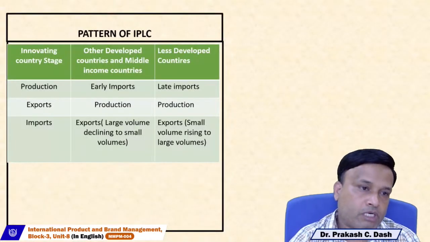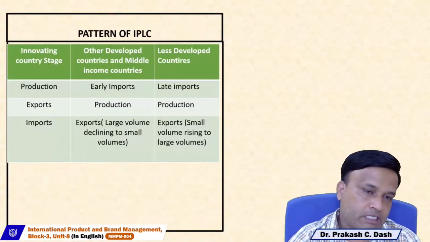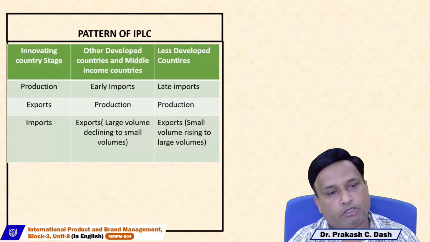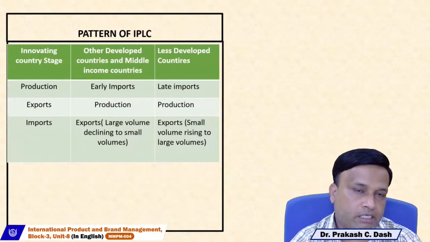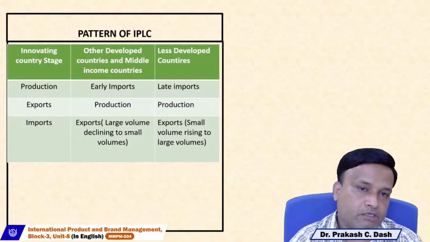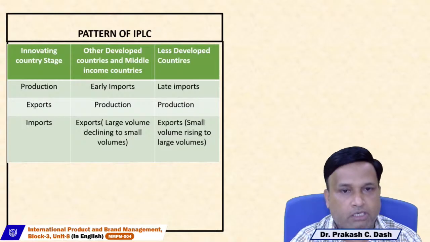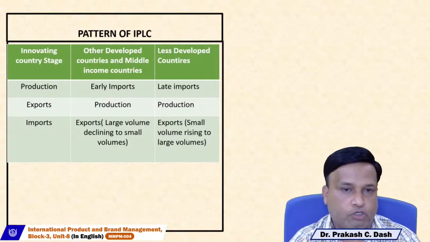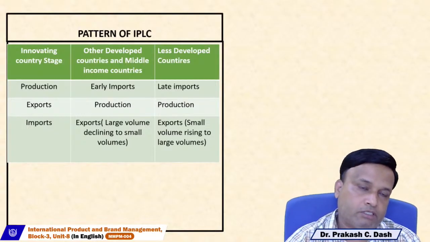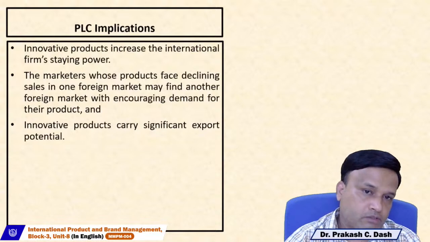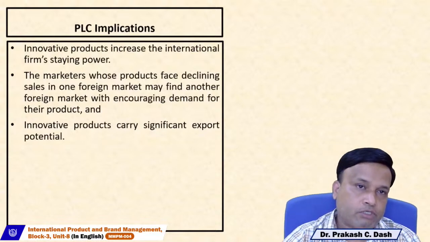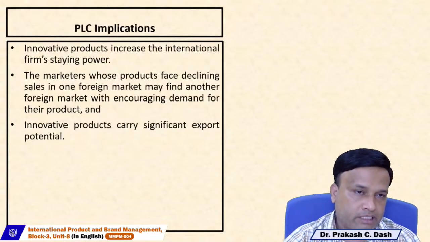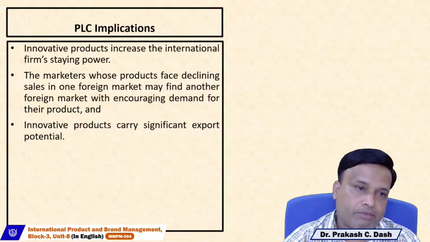So then we talk about how. As far as the discussion is concerned, in the early stage, the developed countries become the importers. Later, the less developed countries become the exporters. That is exactly the difference in the international product life cycles. We already talked about the implications of the international product life cycle. Innovation decides the staying power. A product facing the declining stage in one market may find another market.